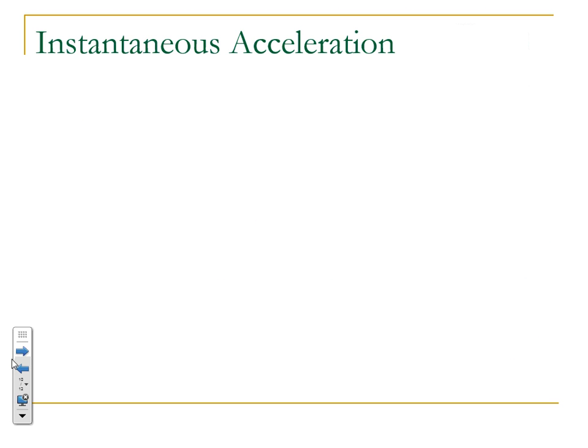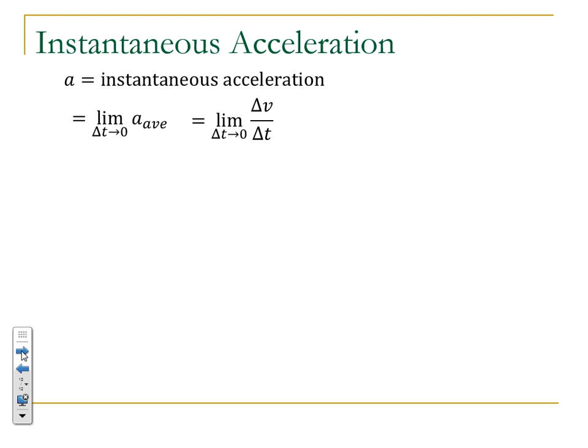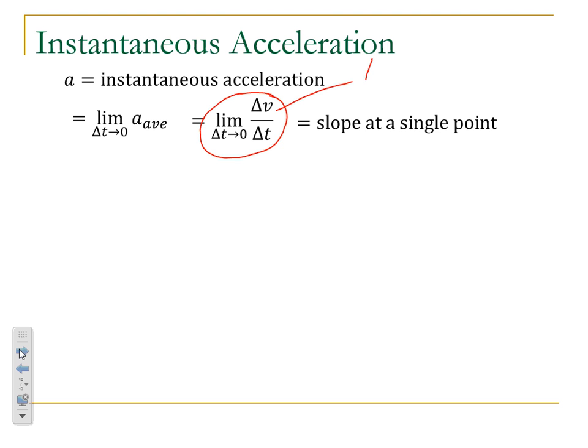We can also calculate an instantaneous acceleration, and we're going to do the same thing we did with the instantaneous velocity. We're going to take the limit of the average acceleration as our time period shrinks to 0, and this now is going to, again, be a limit of delta V over delta T, which is going to be a derivative of velocity with respect to time, and we'll talk more about derivatives in class. And this is also going to be the slope of the velocity time curve, or the velocity time plot at a single point.